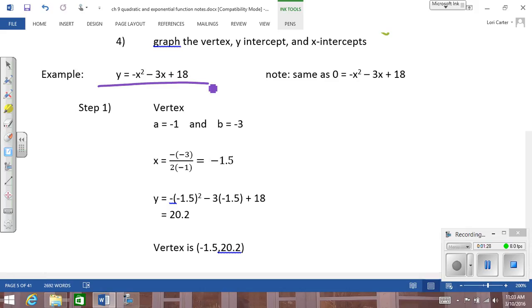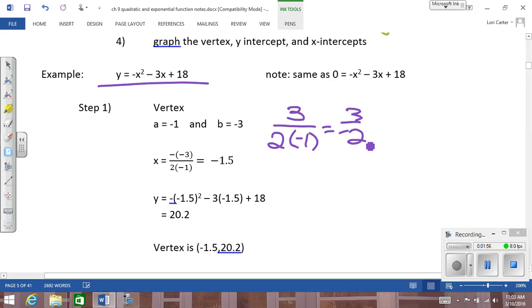Okay, Jacob, step 1. Negative b over 2a. What's b? 3. So it's negative 3, over 2 times negative 1. So now we have 3 over negative 2. Do you want decimal or fraction? Fraction.